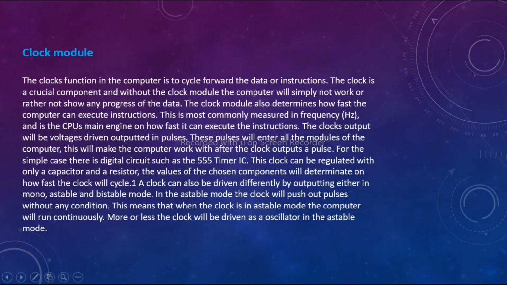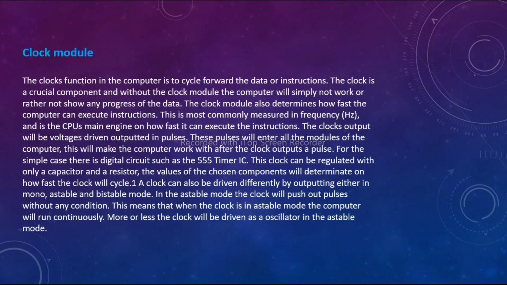Clock module. The clock's function in the computer is to cycle forward the data or instruction. The clock is a crucial component, and without the clock module, the computer will simply not work, or rather, not show any progress of the data. The clock module also determines how fast the computer can execute instructions. This is most commonly measured in frequency, and is the CPU's main engine for how fast it can execute the instructions.